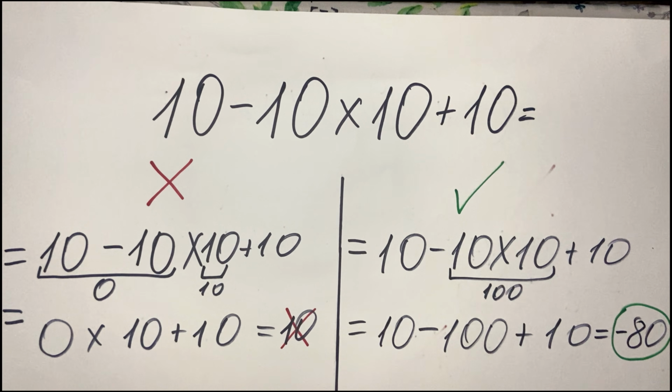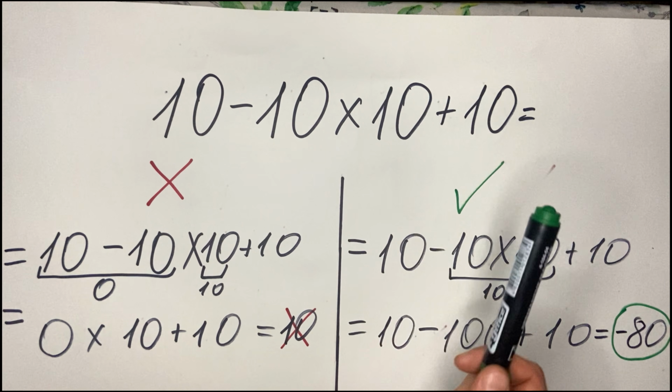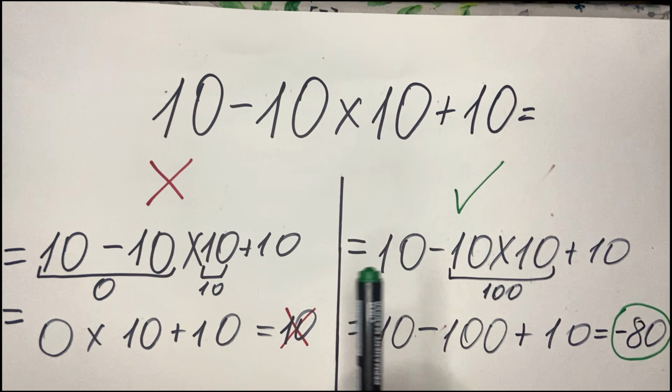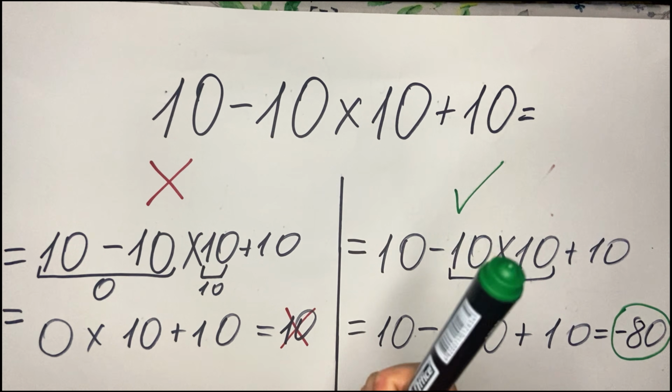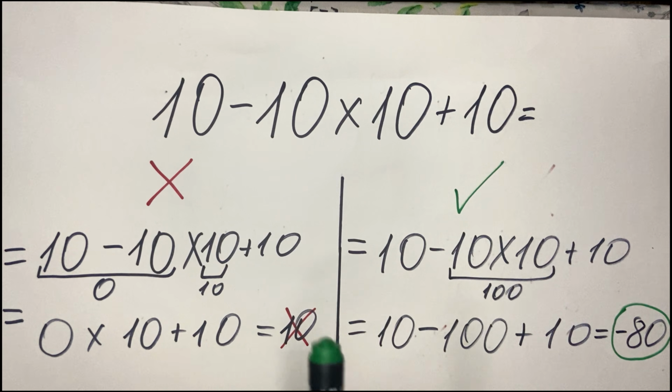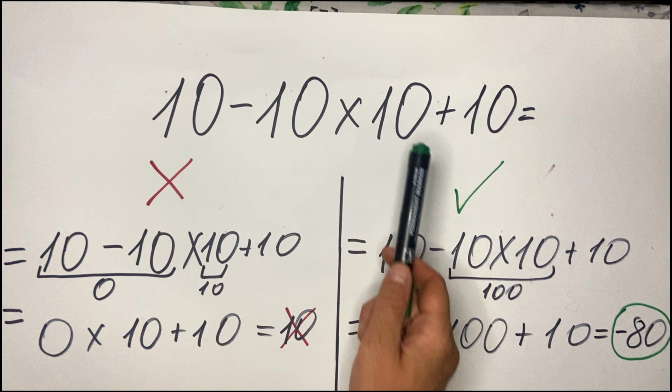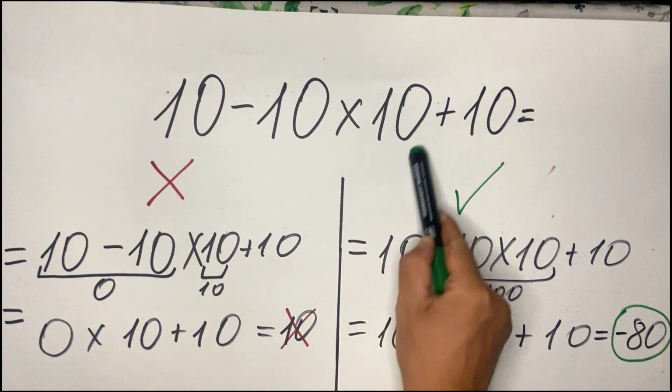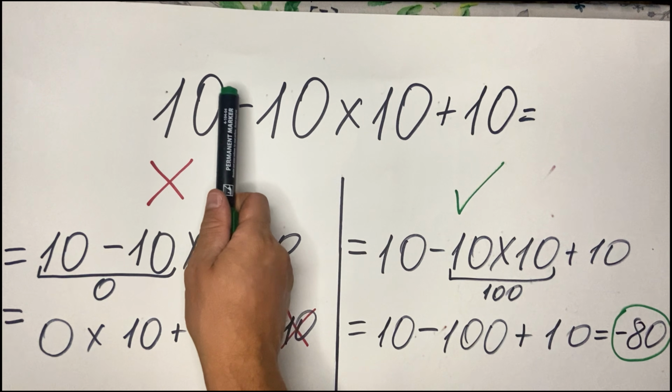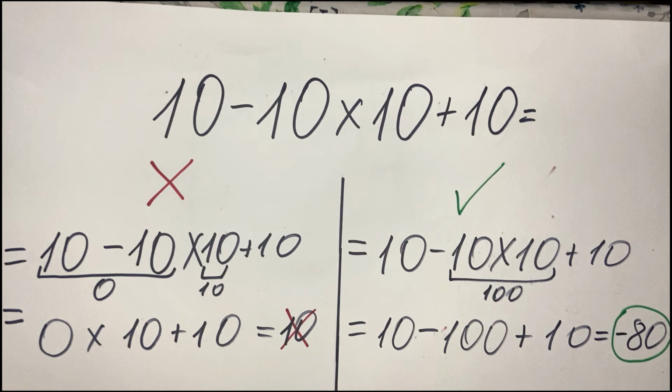So again, guys, please remember, always follow the PEMDAS rule, which is parentheses, exponents, multiplication, division, then addition and subtraction. In our case, we had to do the multiplication first, then we did the subtraction and the addition.